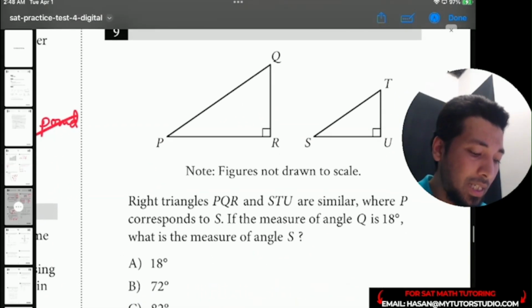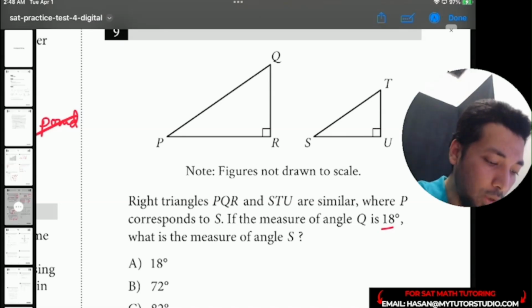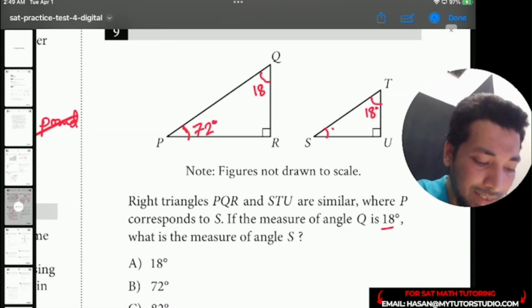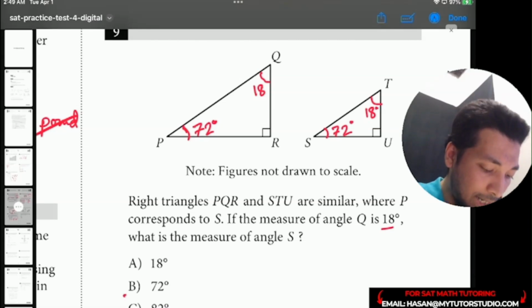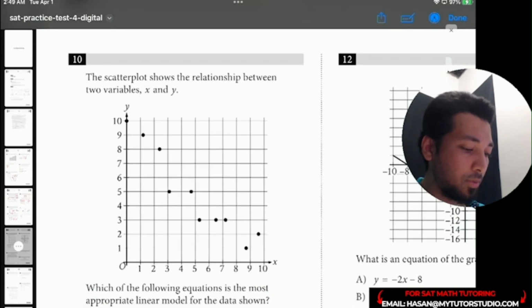Right triangles PQR and STU are similar, where P corresponds to S. If the measure of angle Q is 18 degrees, what is the measure of angle S? So we know that this angle Q is 18 degrees. Therefore, T is also 18 degrees. And to find this angle, we can subtract 18 from 90. We are getting 72 degrees. Therefore, this angle S is also 72 degrees. And that is option number B. Perfect. Now let's move on to problem number 10.